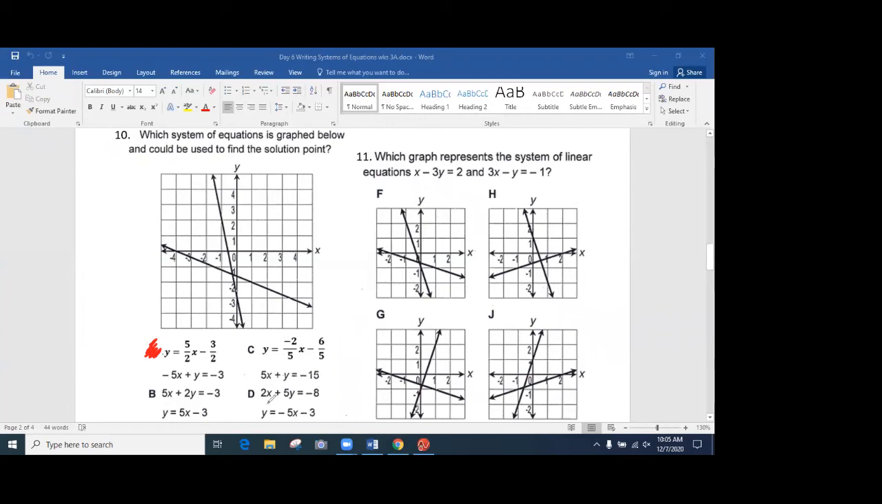Oh, B and D are pretty close to each other. Maybe we should type these two. Are these close to each other? Oh, they're not far away. Let's do this first. Let's type in C.